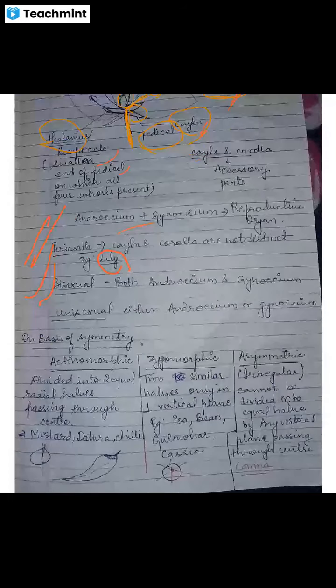What is a bisexual flower? Whenever a flower has both androecium and gynoecium, you call it a bisexual flower. If either one is present, not both, then it is a unisexual flower. Now, on the basis of symmetry, we have mainly three types of symmetries in a flower. First is actinomorphic, second is zygomorphic, and third is the asymmetric one.